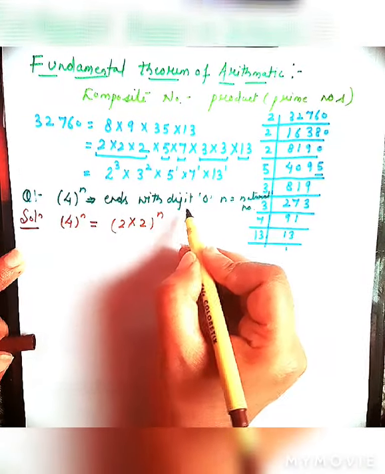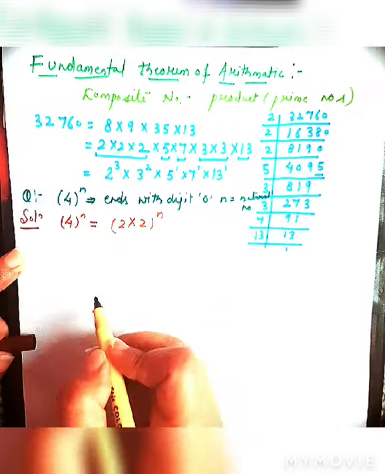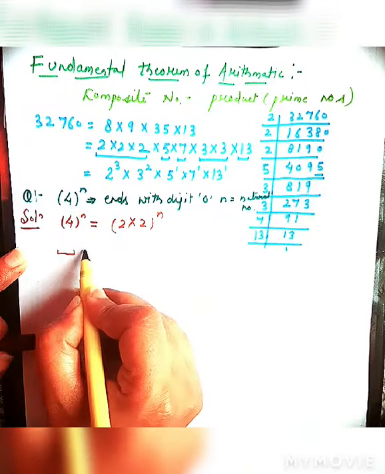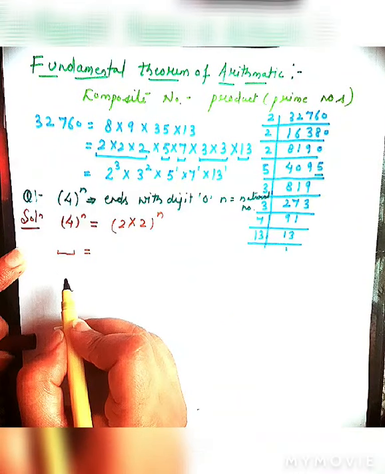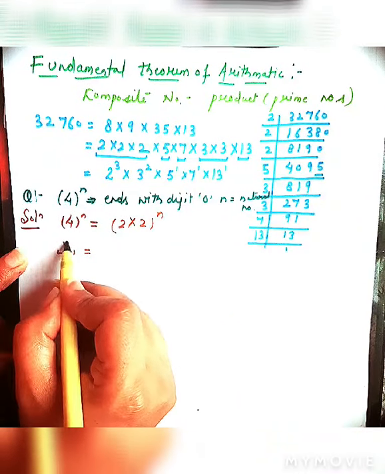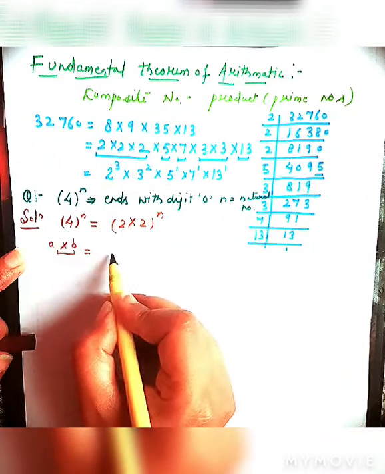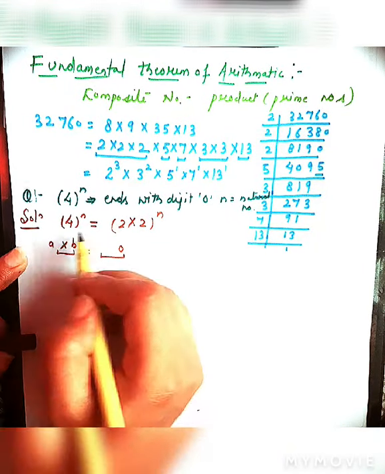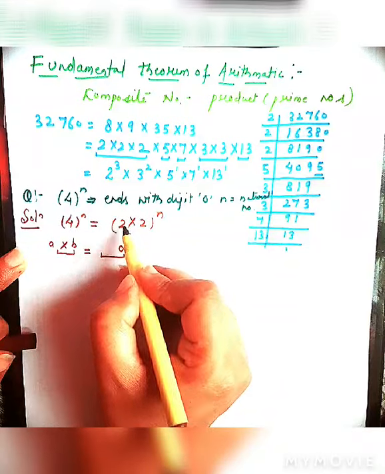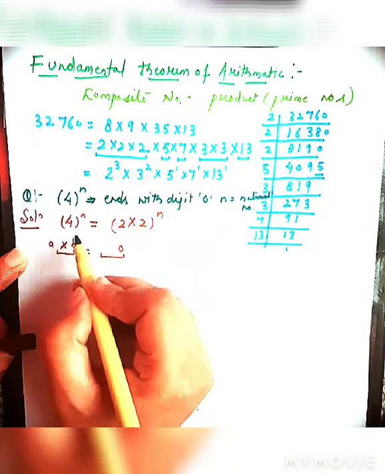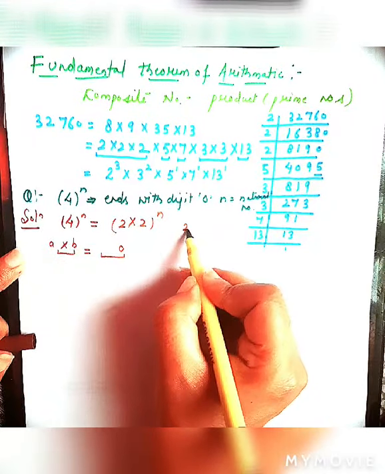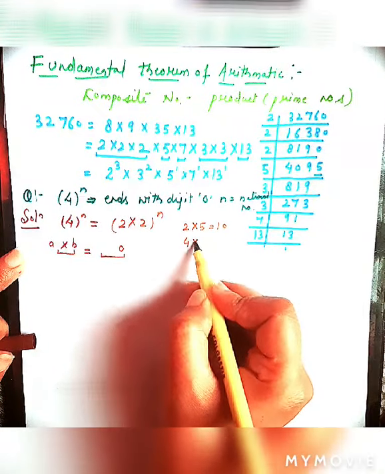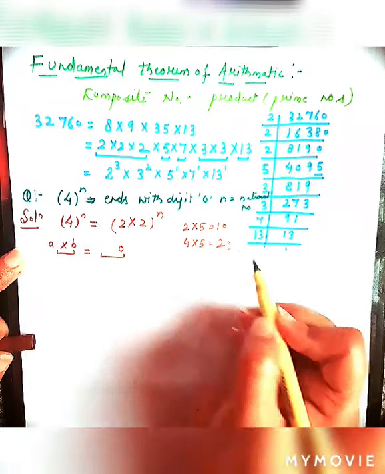So in order to get digit 0 at the end of a product, suppose we have a product of two numbers, let us say a and b, and we want 0 at the end of the product. In such a case, whether we are considering this or this, we need 2 multiplied with 5 to get 0 in the end. 4 multiplied with 5, we get 0 in the end.